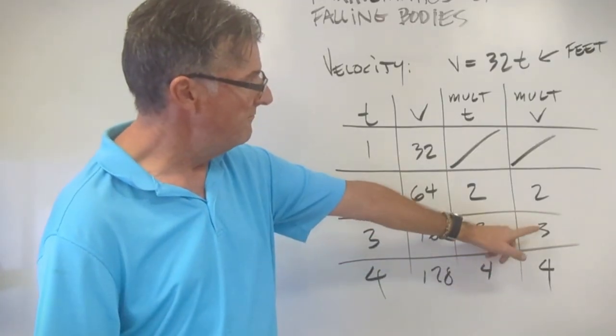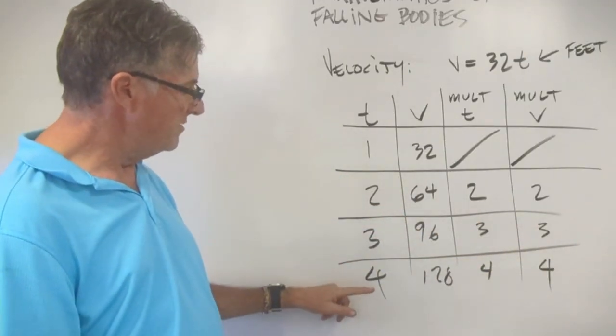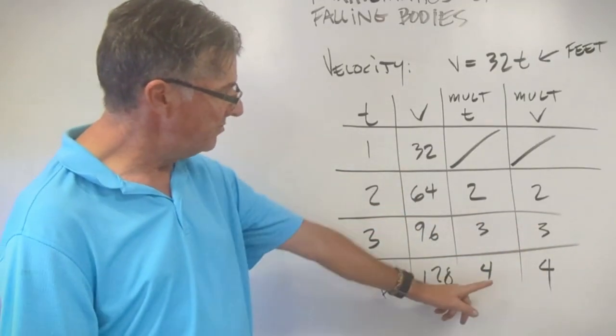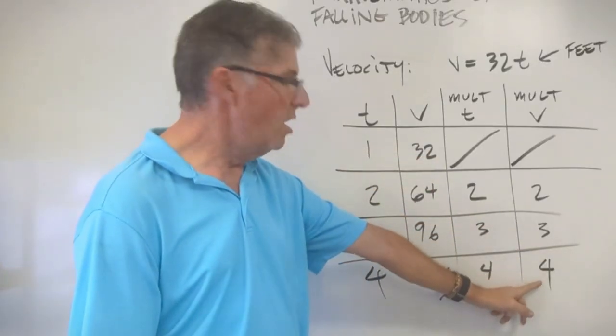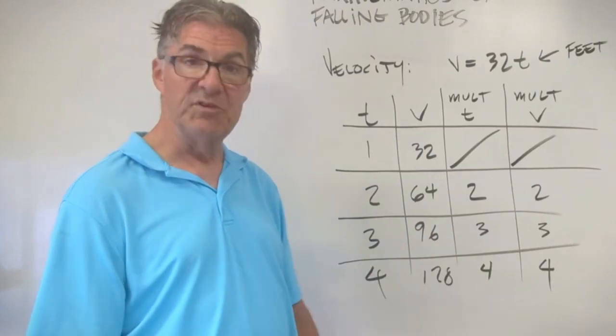So that's our velocity multiplier. And then finally, when we had 4 seconds, our time multiplier was 4. And we also multiplied 32 by 4 to get 4 for our velocity multiplier.